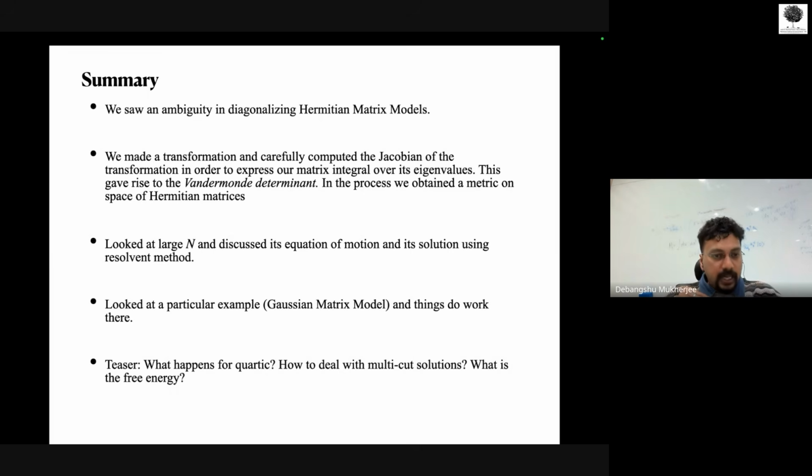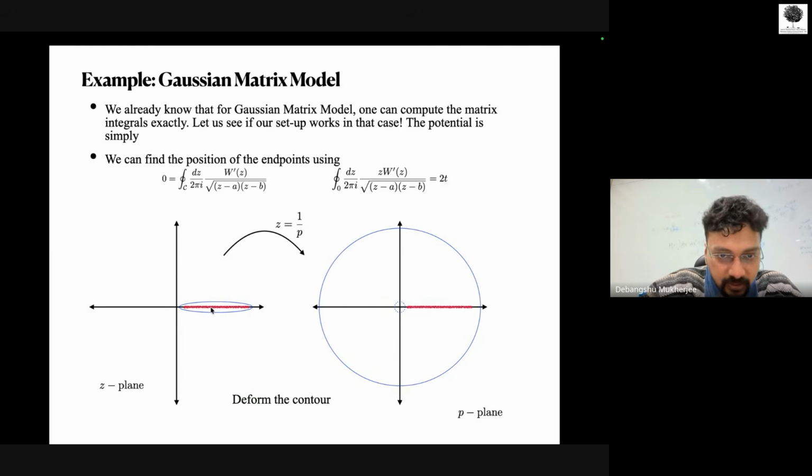So the next thing that I intend to discuss is, of course, we will notch things up in terms of complexity. Till now, we have only tested our thing for a simple Gaussian matrix model, trace m square. What exactly happens for quartic matrix model? How to deal with multi-cut solutions? So here we assumed that all the eigenvalues are distributed on a single interval. So we had a picture like this.